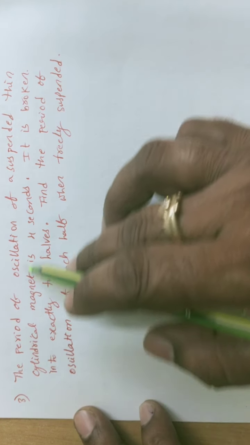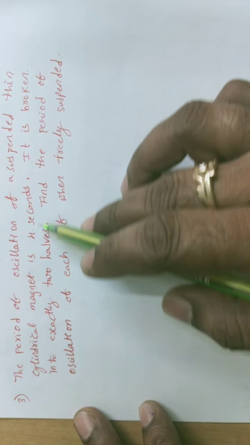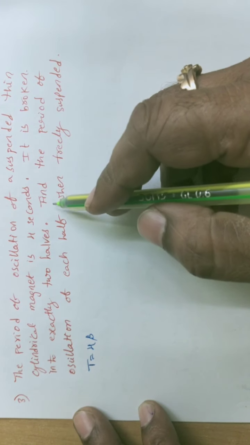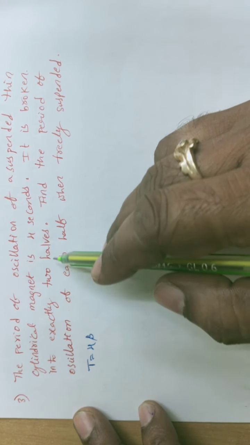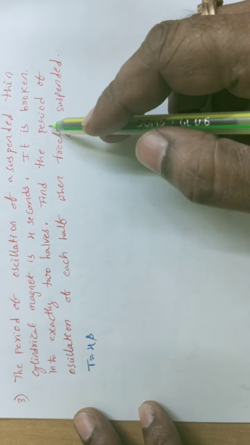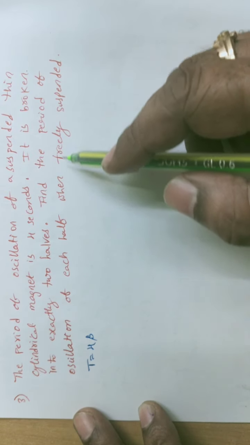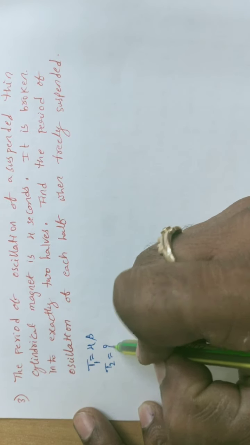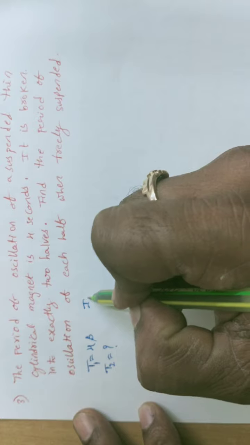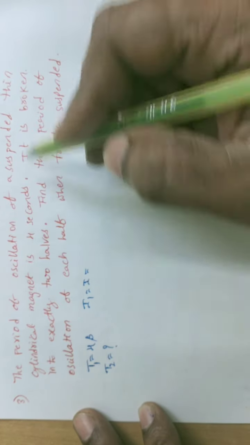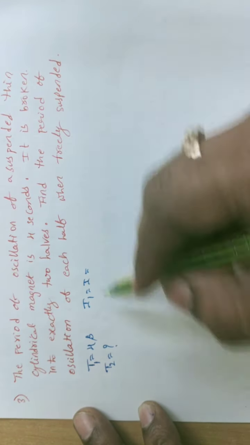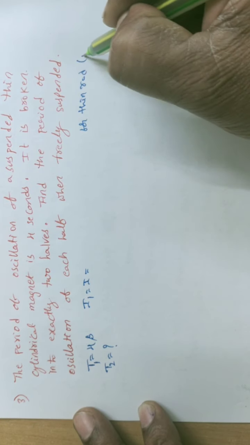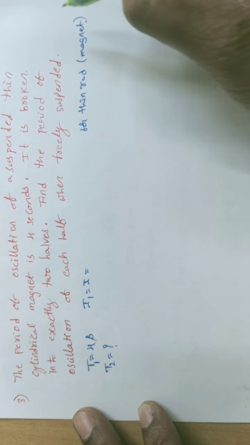Here the period of oscillation of a suspended thin cylindrical magnet is 4 seconds. Means here T is equal to 4 seconds is given. It is broken into exactly two halves. Find the period of oscillation of each half when freely suspended. So let this be T1, and we want to calculate T2. Initially I will take I1 is equal to I. For a thin cylindrical magnet, or thin rod, what is the moment of inertia?